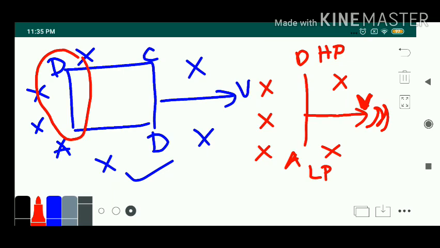I have taken during the class how it became higher potential, lower potential, etc. So D is at higher potential and A is at lower potential, which means the L vector is in this direction, from lower potential to higher potential, right? So that means this entire thing, AD, can be replaced by a cell, as I have told you guys. So in place of AD I will draw the cell like this.